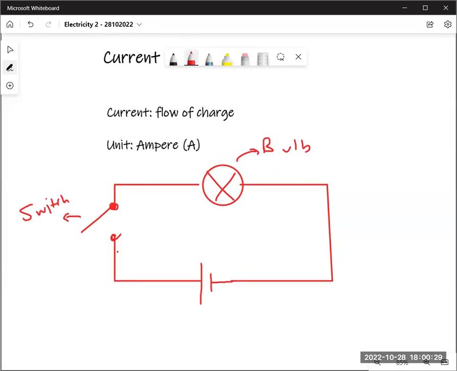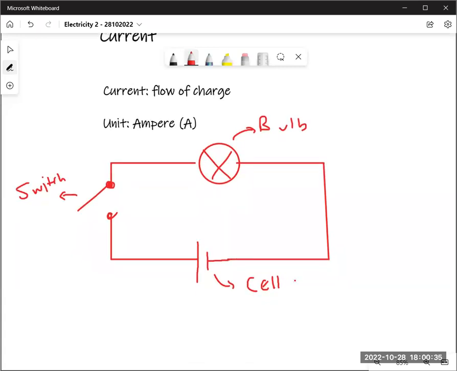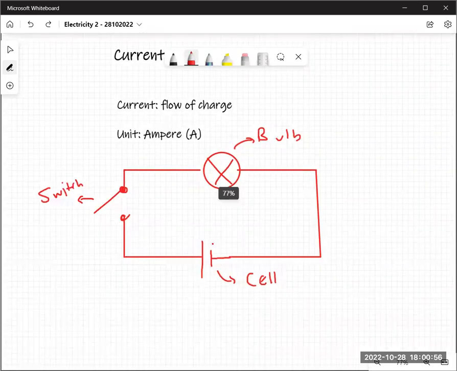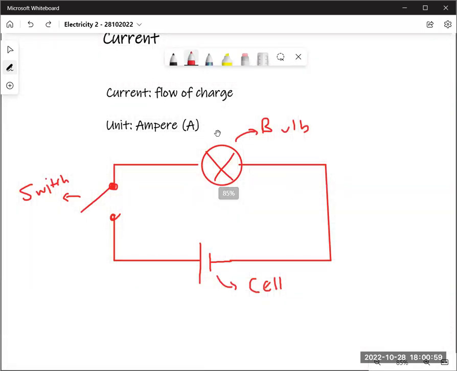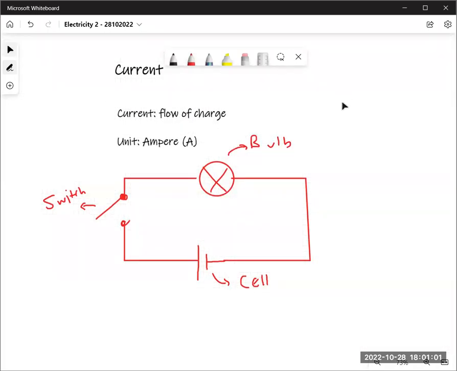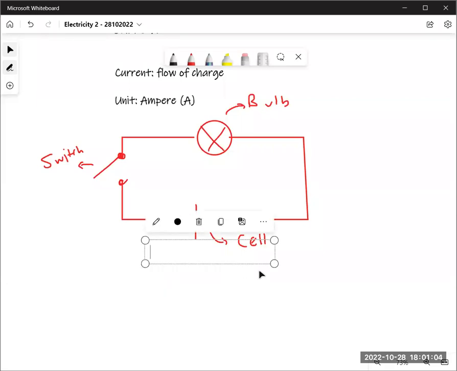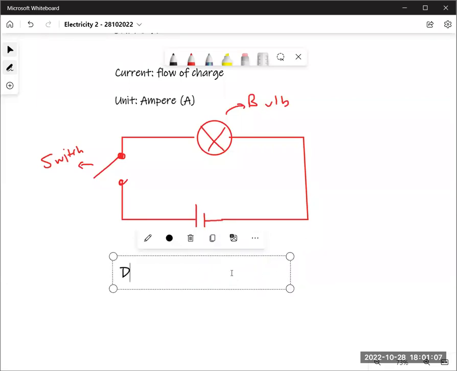Start writing in your notebook quick. And this is called a cell. This is a cell. If I have more of these, that's called a battery. Now please write over here the flow of current below. Direction of flow of current.